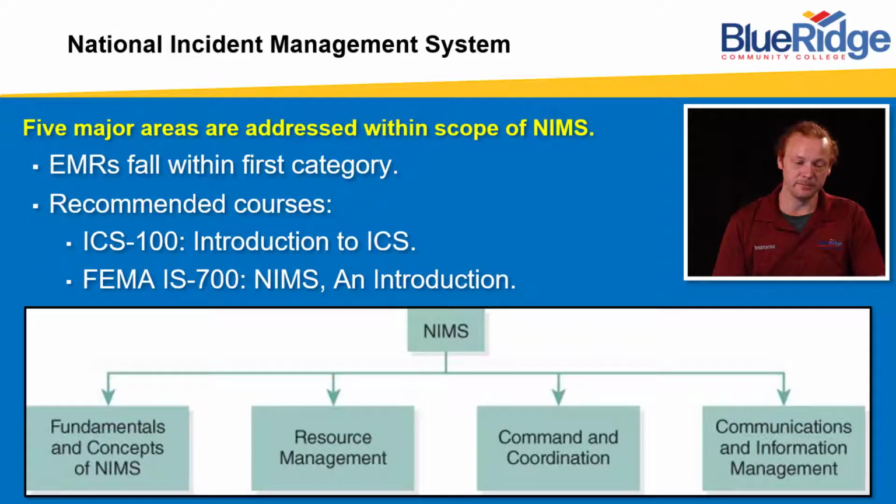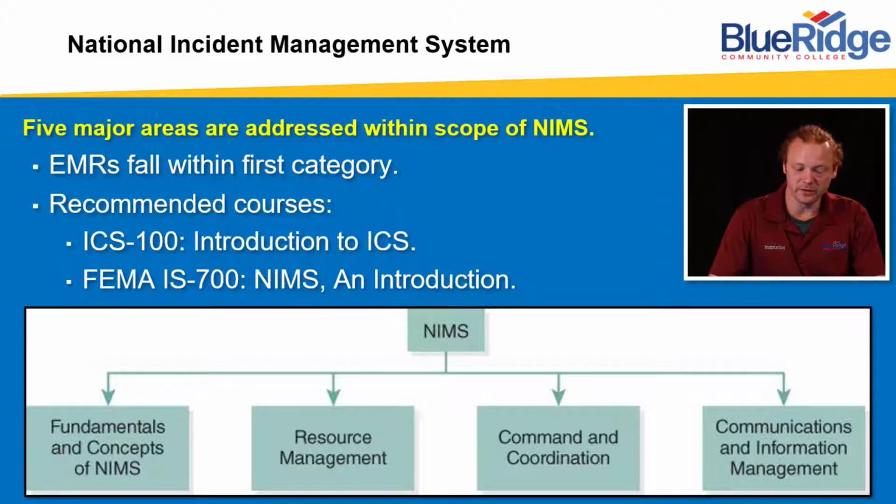There are 5 major areas addressed within the scope of NIMS. You have preparedness, communications and information management, resource management, command and management, ongoing management and maintenance. And then the ICS consists of 6 major features. These are standardization, command, planning or organizational structure, facilities and resources, communications, information management, and professionalism. And the EMR's role falls within the command and management component of NIMS.